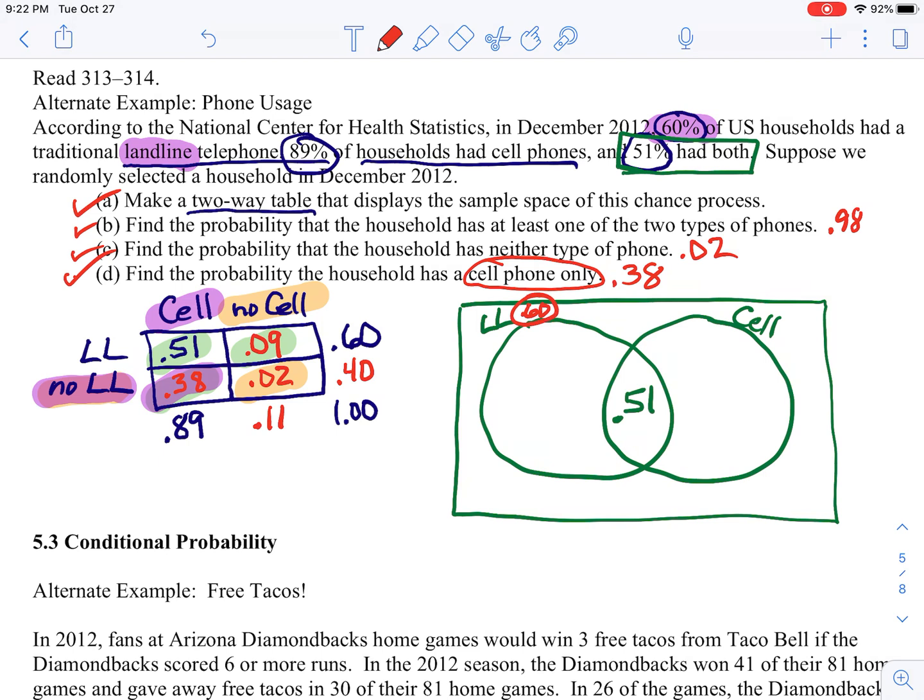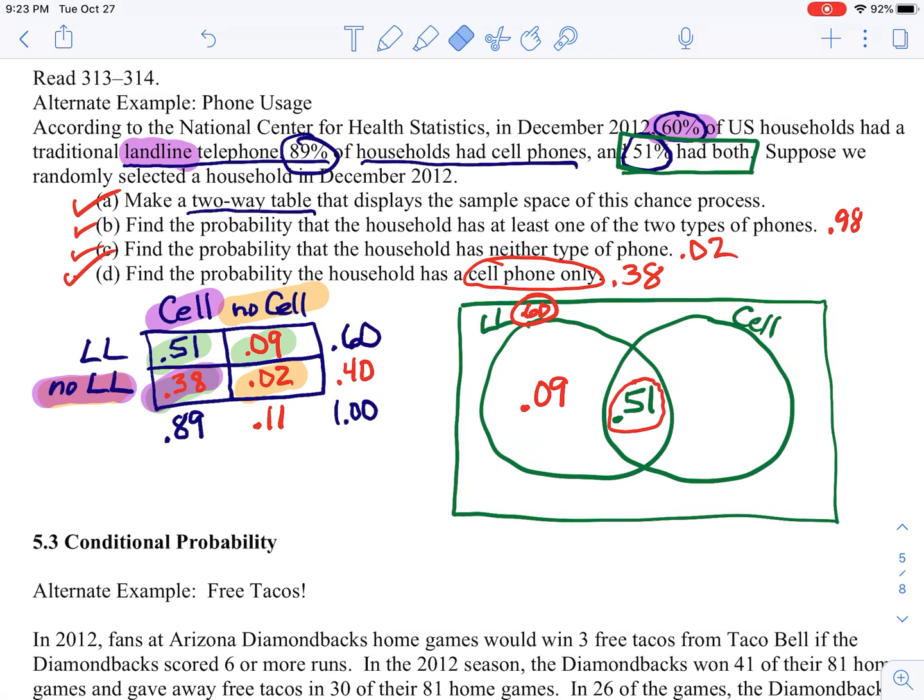The entire circle that's represented with landline is 60%. And remember, we've already accounted for 51%. So the area that's outside the 51% but still a landline would be 9%. The entire circle has to add up to 60%. And if you've already accounted for 51% of the 60, then there's only 9% left over.